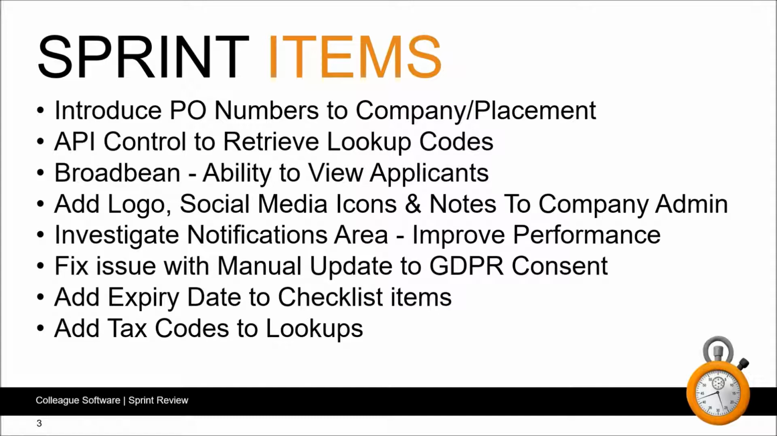Regarding the Broadbean work, we've updated the new tab on the requirements with the option to download the applicant's CV. We've added the logo, social media icons and notes options which are present on the candidate and contact record to the company record. We've completed an investigation into the notifications area with a view to improving performance, and further work will follow on this. We fixed an issue which we were seeing getting raised with regards to the manual update of GDPR consent against the candidate and contact record. We've added an expiry date option to checklist items, and we've added tax codes to the lookup area in admin.